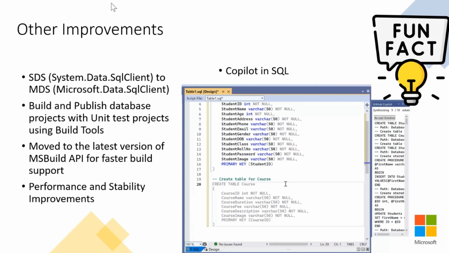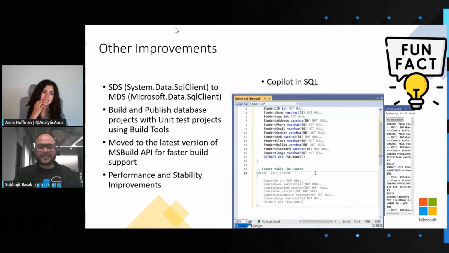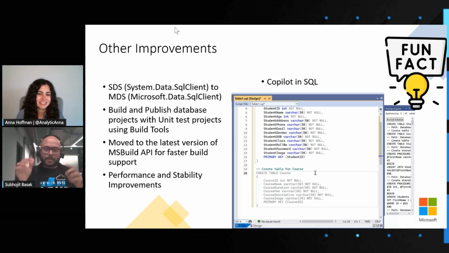Wait, Subhojit, just so I understand this new update, in this screenshot that you have, you wrote out a comment, create a table for course, and Copilot suggested that gray text, all of the ways to create it. Exactly. So we just write the comment and the Copilot gives the entire code. Whether we want to accept it or not is up to you. If we accept it, then we press tab and it becomes the code. That can be a great help for somebody who's new.